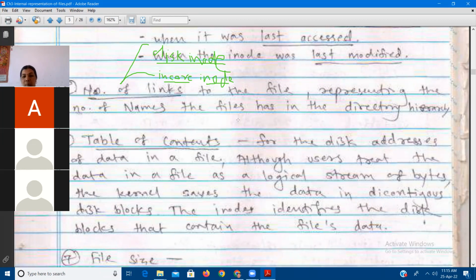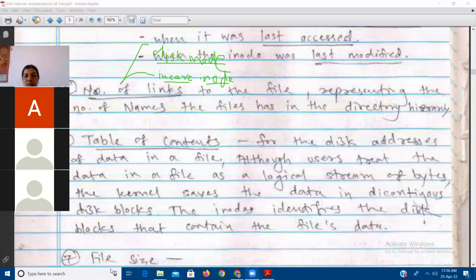So any doubt about table of contents? Yes, students? Yes, are you listening to me? Hello, are you listening to me, students? Hello, nobody is listening. Okay, so 2 students replied, Neha, Rutuja. Okay, so hope everybody is listening to me.